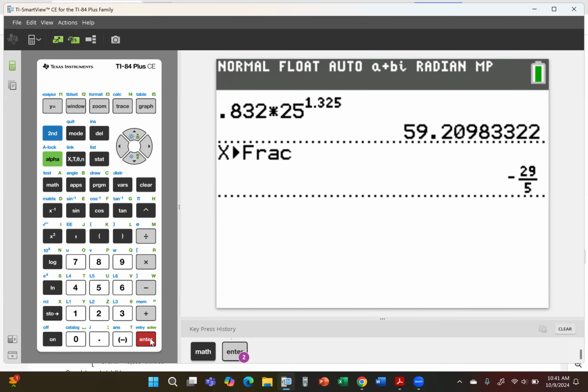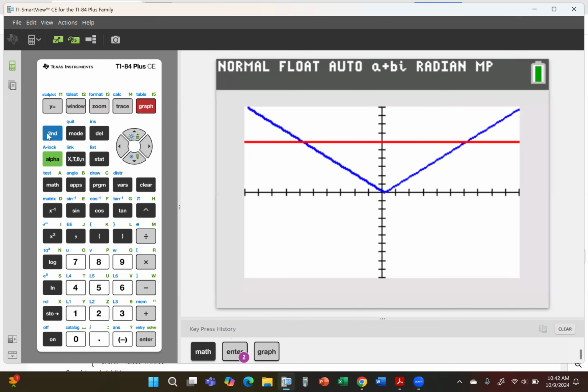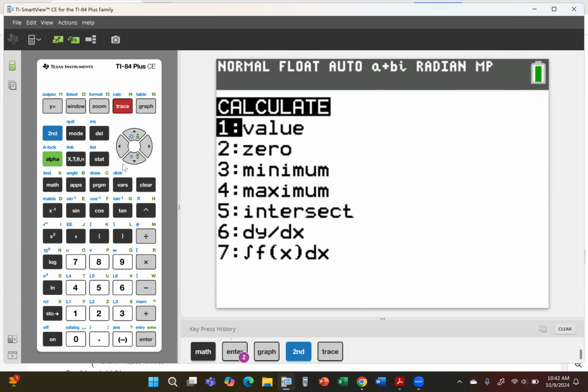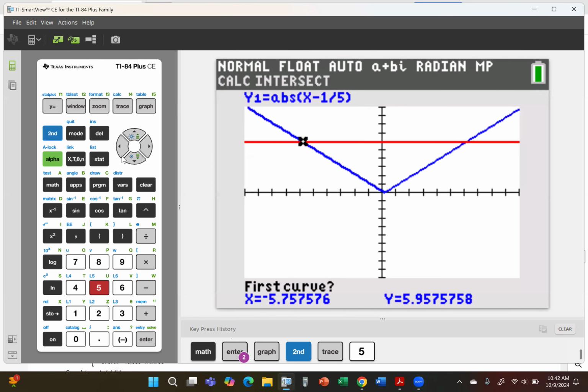It'll count it wrong, but I'll count it right. Okay, and then let's go find the other one. So we go back to the graph. We're going to go to calculate the intersection. And then we're just going to go enter, and then we're going to move closer to that second one.